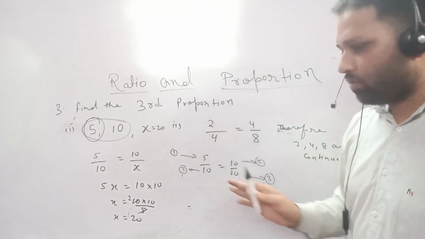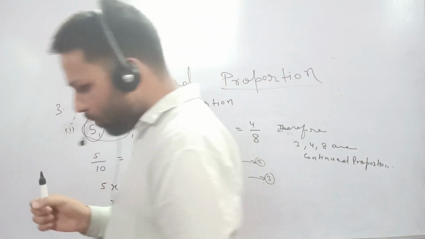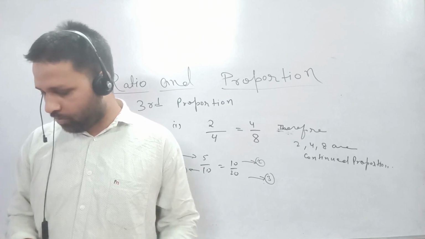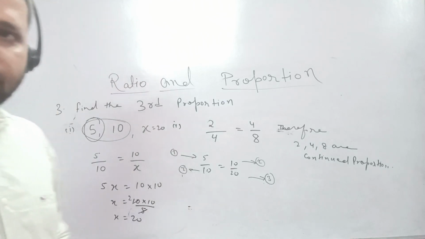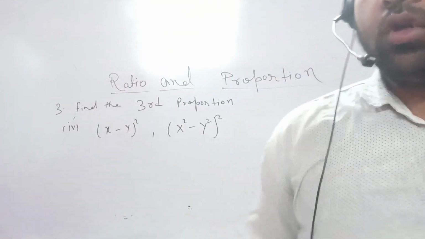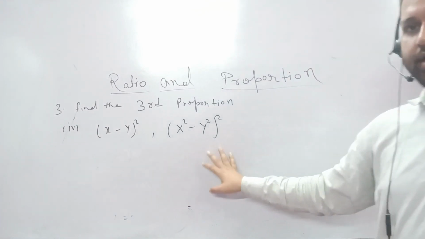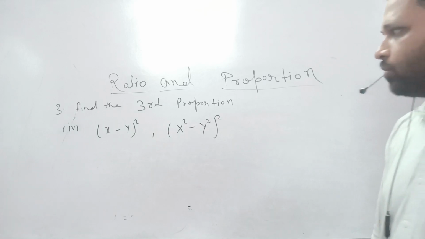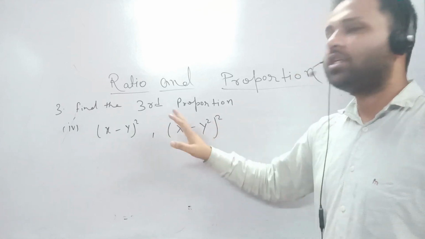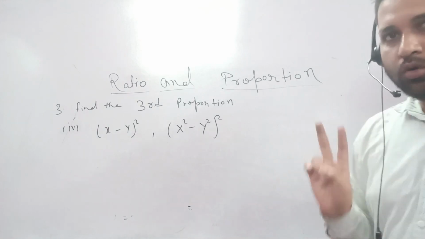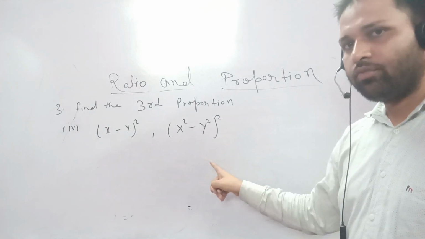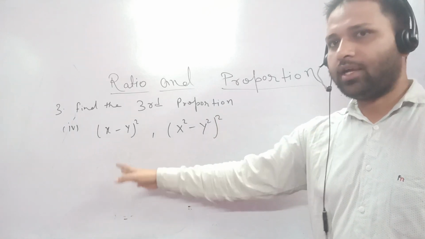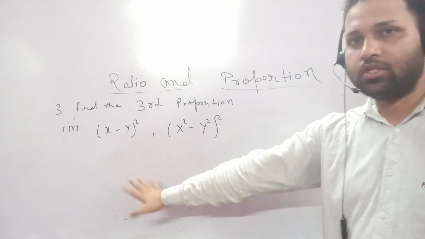Okay. Now we take one more example. That is question number 4 of 3. It is a very important question. Copy this question. In this question, we have to find the third proportion. How to find the third proportion? I know that it is a continued proportion. Two concepts you know. Then you can find the third proportion. Otherwise, you will be confused in this question.